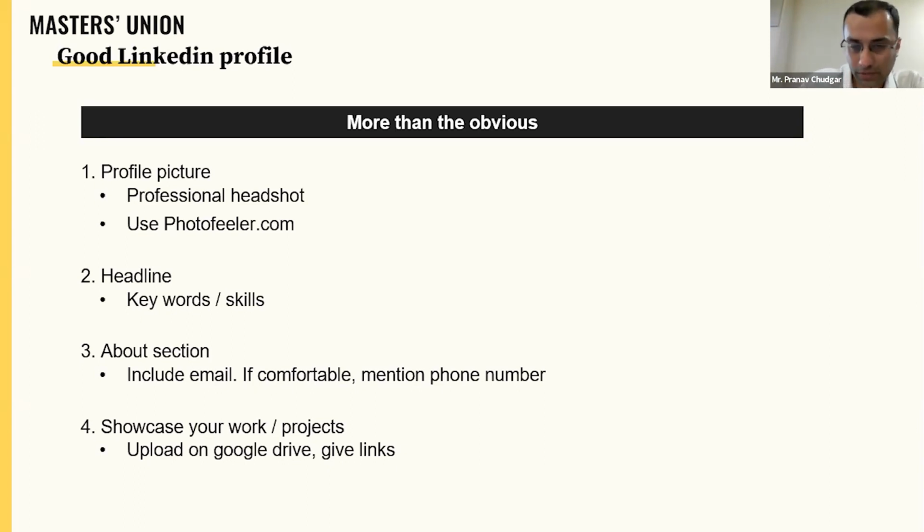Maybe you have worked for a company and there are certain confidential things which the company does not want to go out. So obviously you don't use that. But maybe you have done some work which is not confidential, upload it on a Google Drive, use this about section and insert links of that Google Drive which showcases the work that you have done.